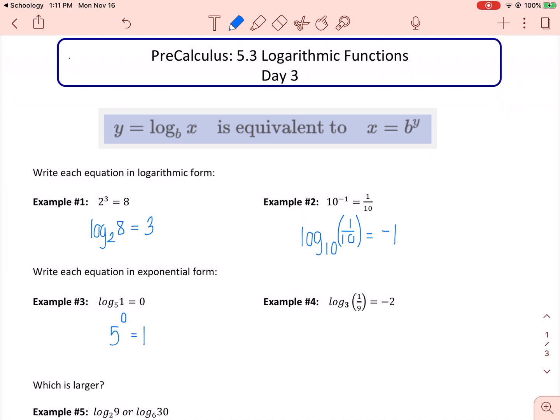Example 4. Take your base, make it the base of your problem. It's going to be raised to negative 2, and that's going to equal the argument. And this we know is true. 3 to the negative 2. You can't leave negative exponents. You'll put that on the bottom, and then it would be 1 over 3 squared, which is 9. So again, converting, be comfortable with it, because you might be given it in log form and you want to put it in exponential.